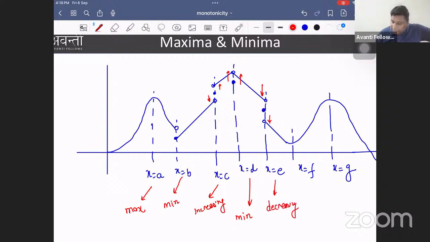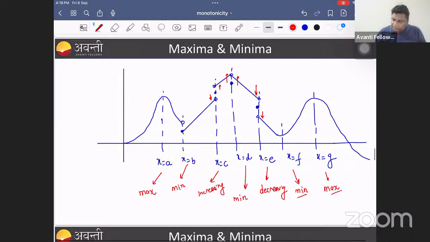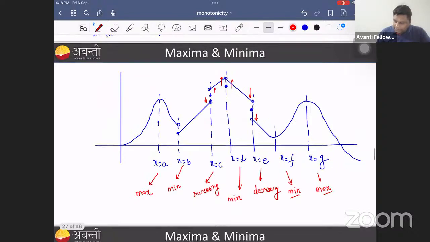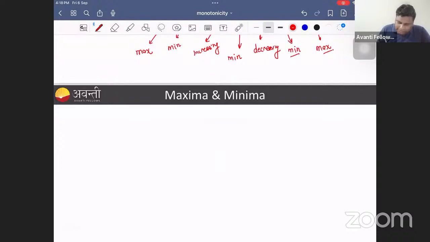At x equals f, I don't have to say anything. It is clearly a point of minima. And at x equals g, again, I don't have to say anything. It is the point of maxima. All right. So this is how we judge the maxima, minima, increasing and decreasing behavior of a function near a certain point. Am I clear? Now we will think of a few important points.